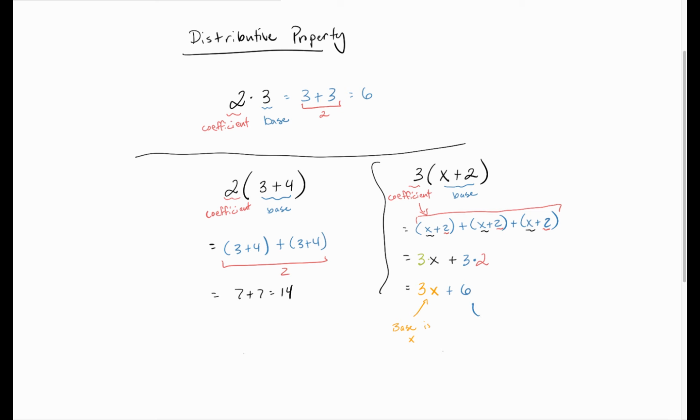Now, in this case, we have a base of x and a base of 1, 6 times 1. Since those are not the same, we of course cannot combine them together, and we are in simplest form.